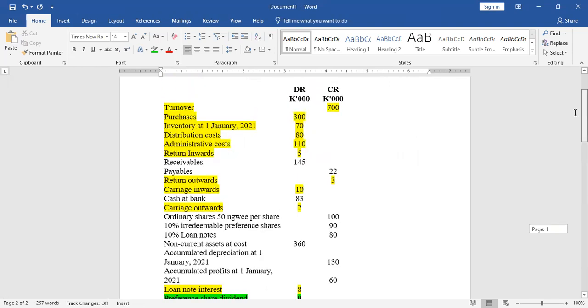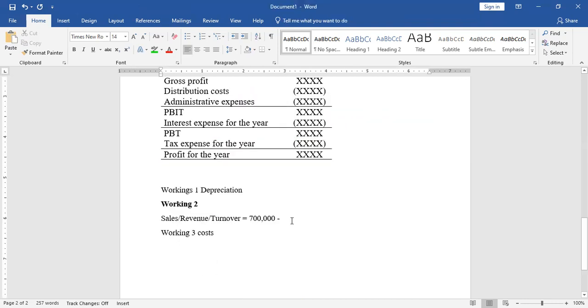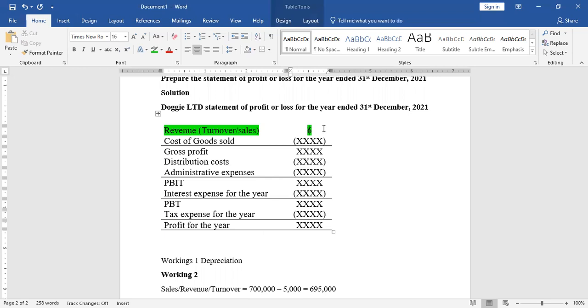I've already marked it, I guess. Return inwards is here. It was 5,000, meaning our sales is 695,000, or our turnover is 695,000. So where there's turnover here, I'll come and put 695.